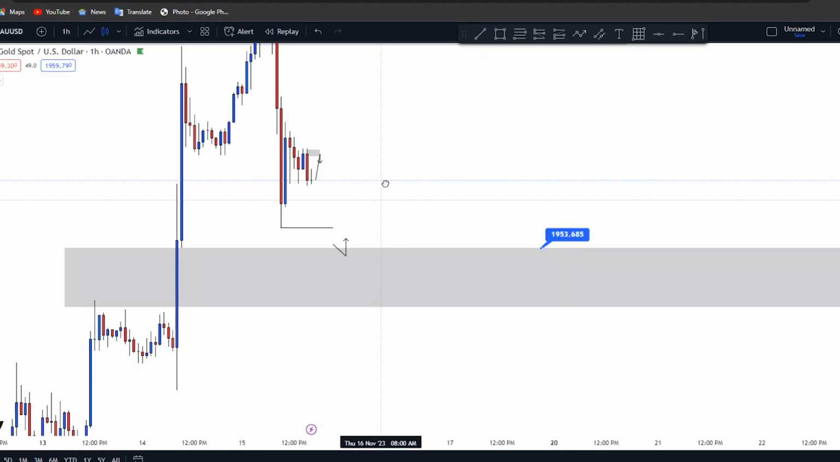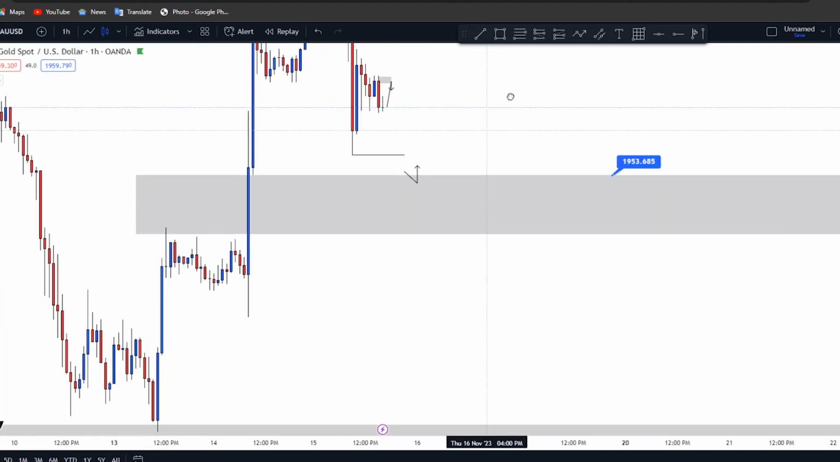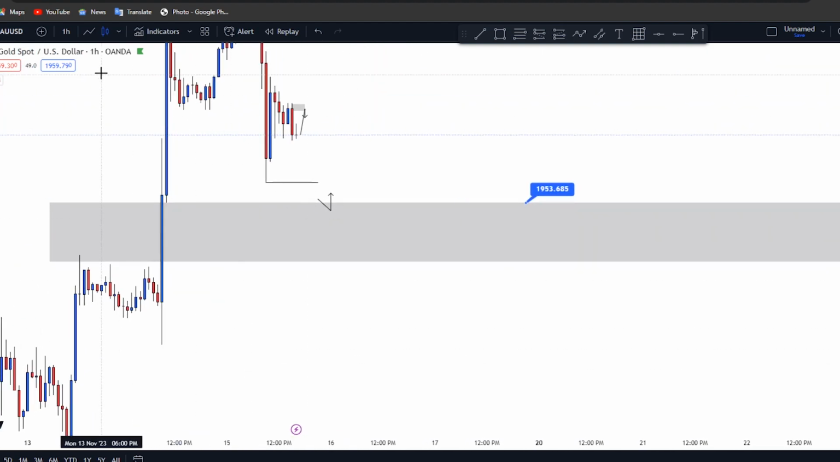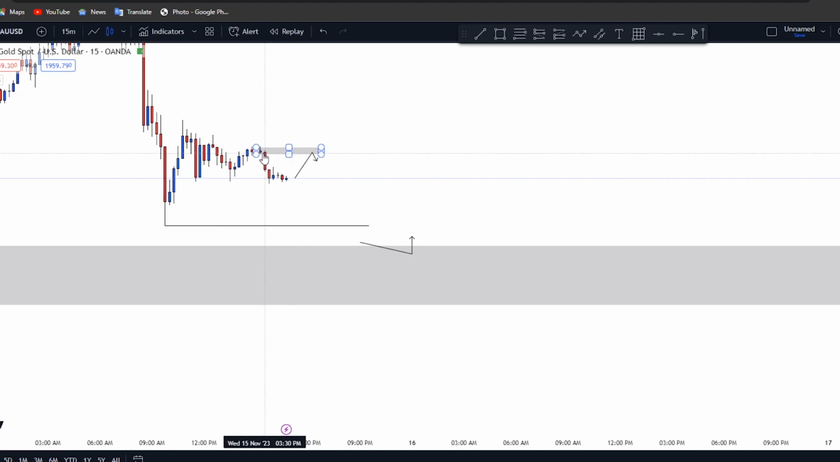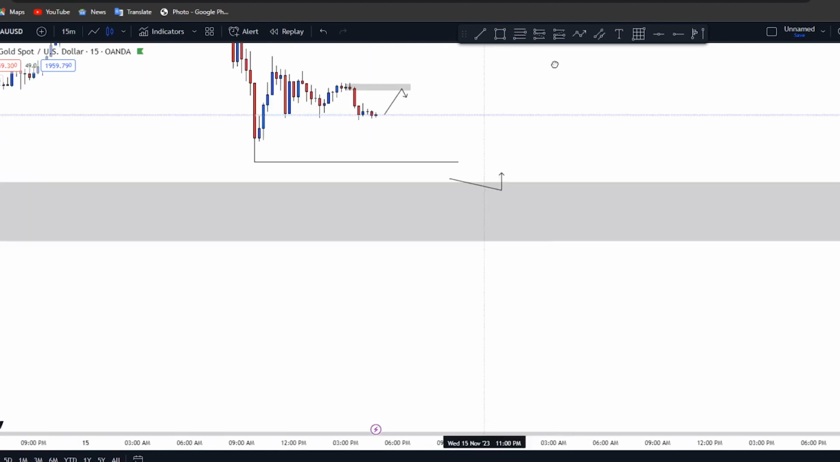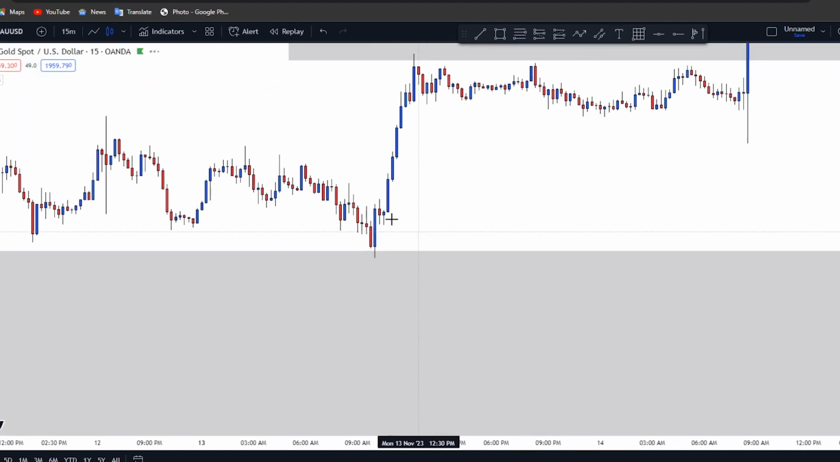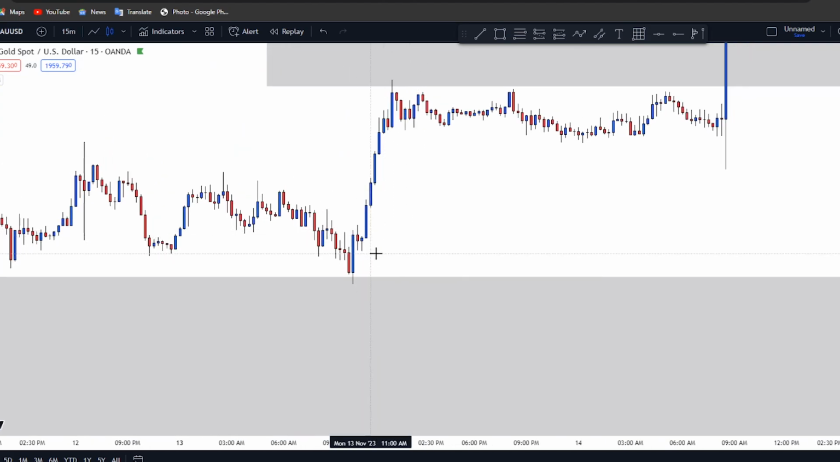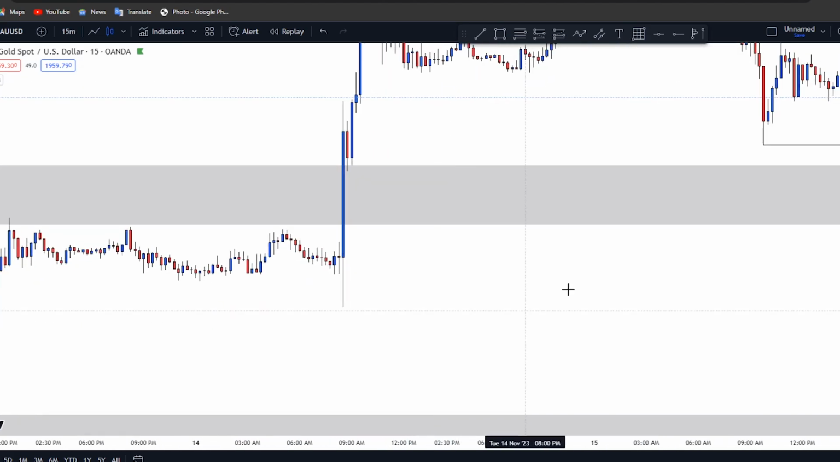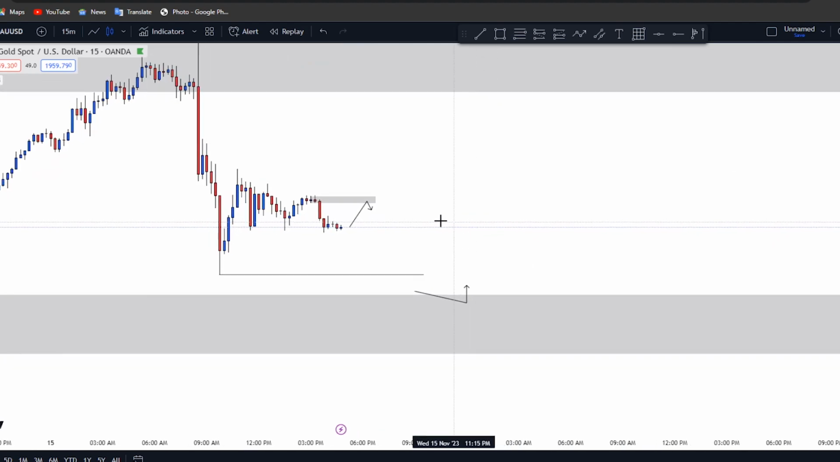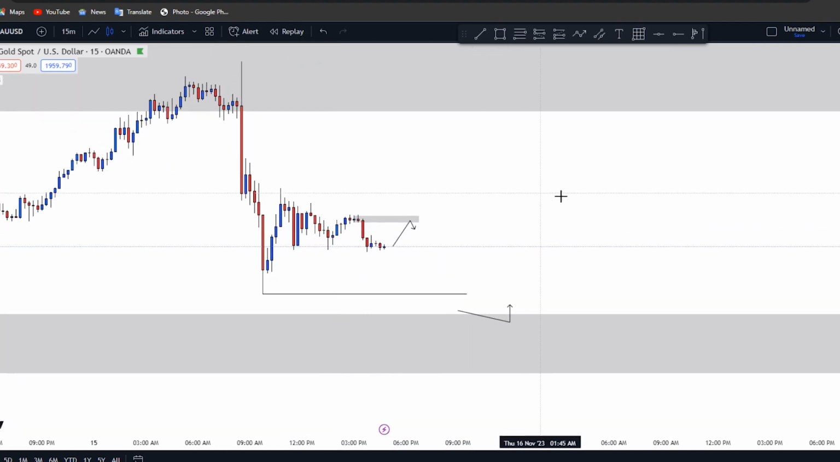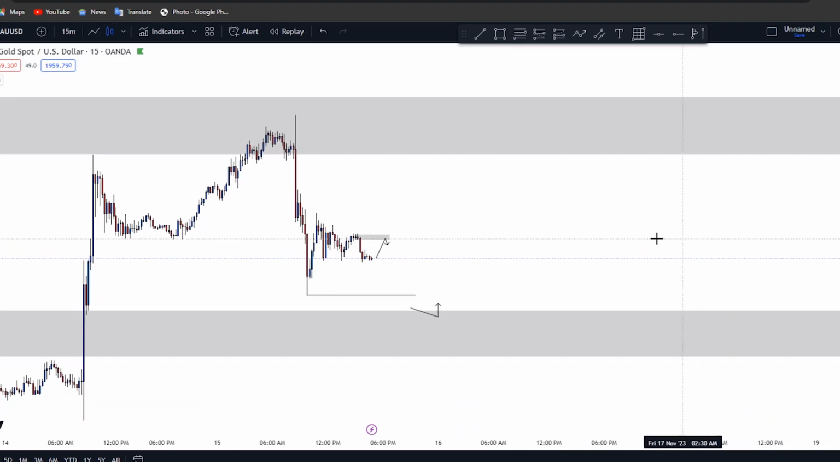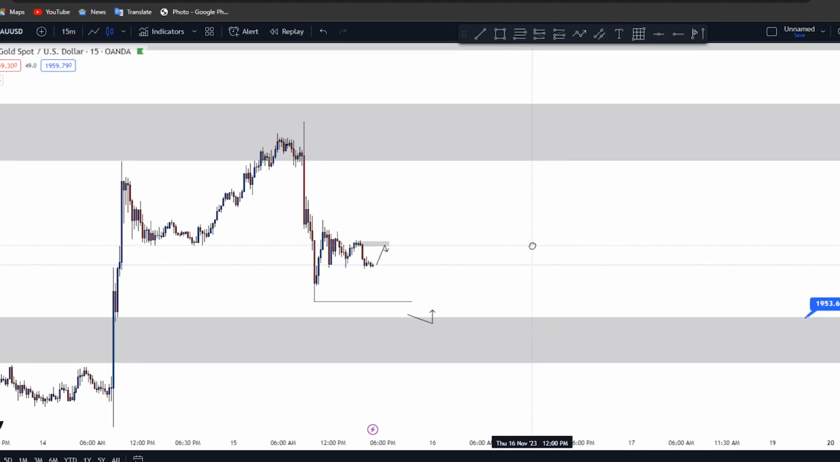If not, I enter at least half of my position on the 1 hour, just in case it doesn't form a 15-minute point of interest, or comes back to that 15-minute point of interest. As you can see here or here, it didn't come back to there, right? So I'm just being prepared for that. So that's my plan for the rest of the week when it comes to gold. Today is Wednesday, so we have Thursday and Friday, right?